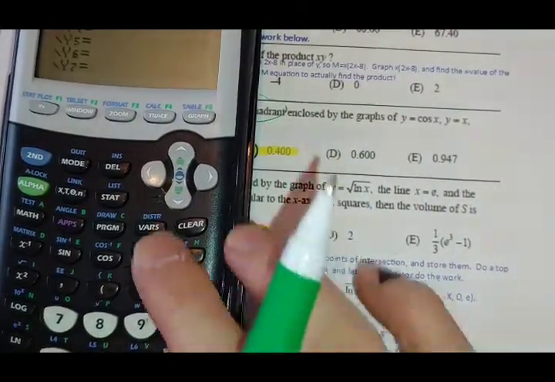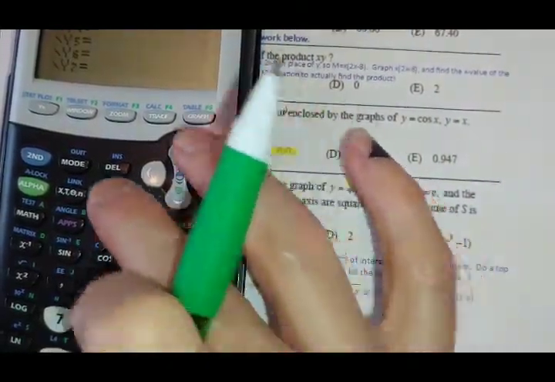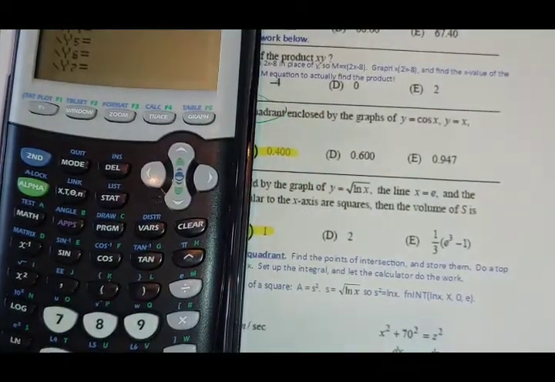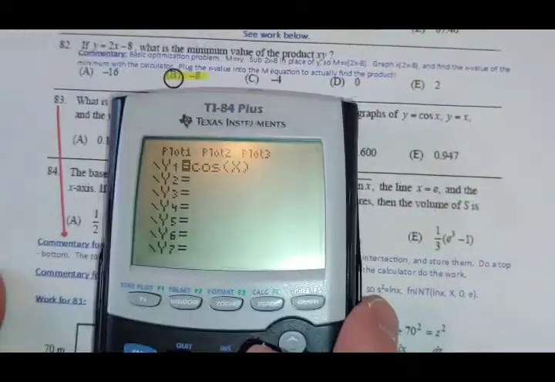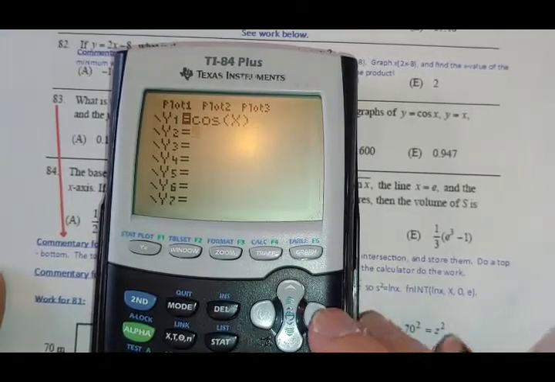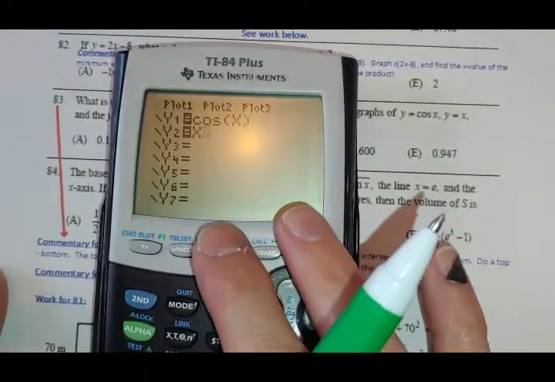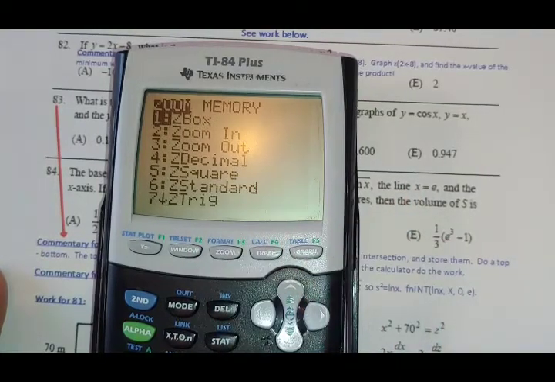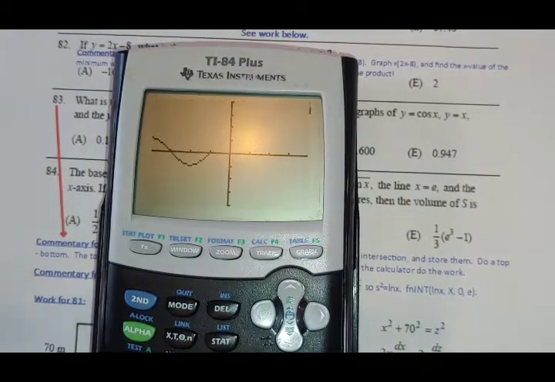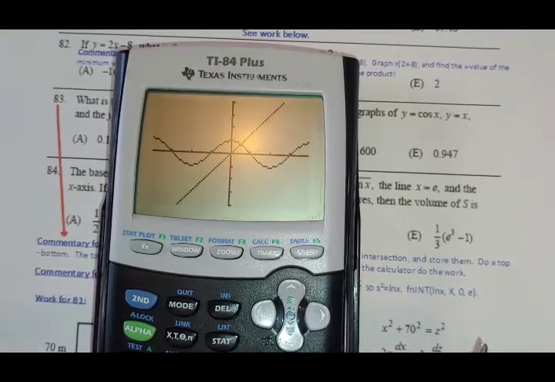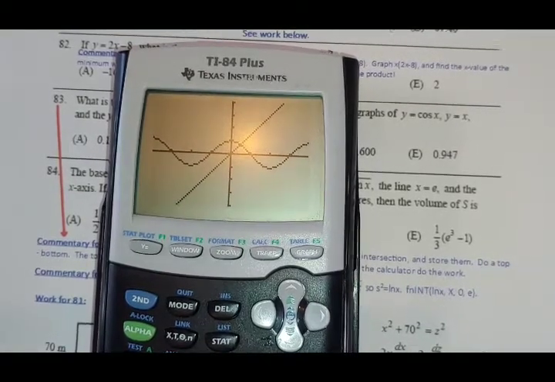So I have cosine x, and I have y. Whoops, not in the window. And I have y equal to x, and I'm going to do a zoom trig, which is zoom 7. And I'm only interested in the first quadrant. I'm not going to do a zoom box or change the window because I can see the first quadrant here.